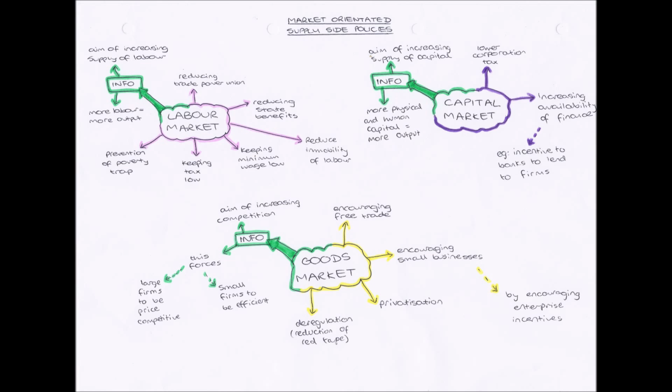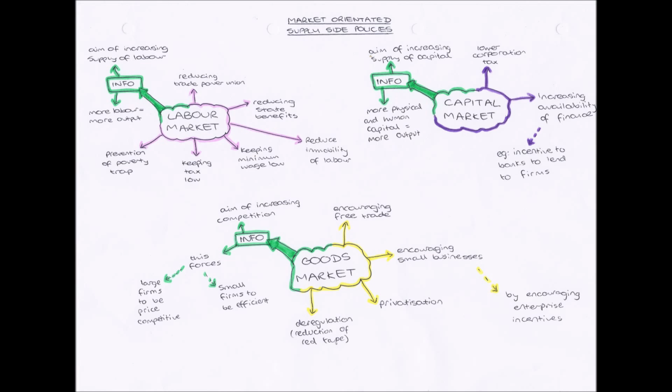Also, if we increase the availability of finance, so for example if we give banks an incentive to lend to businesses, that again means those businesses have more money, they'll invest, therefore increasing the amount of physical and human capital, therefore increasing output and economic growth.